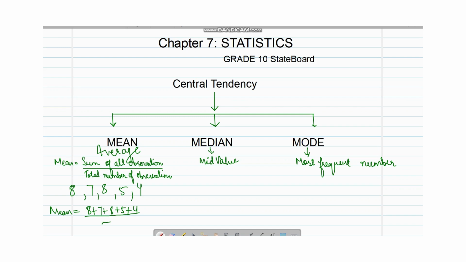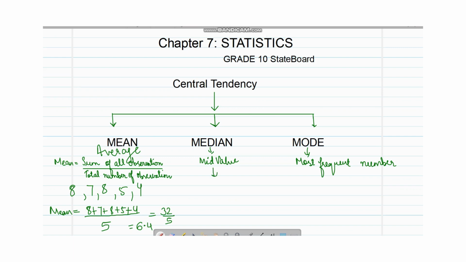5. Now, addition of 8 and 8 is 16. 16 plus 4 is 20. 20 plus 5 is 25. And 25 plus 7 is 32. 32 by 5 will be, 5 sixes are 30, point 4, so 6.4. Now, you have to find the median of this data.